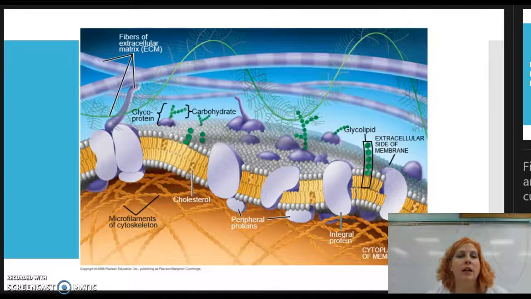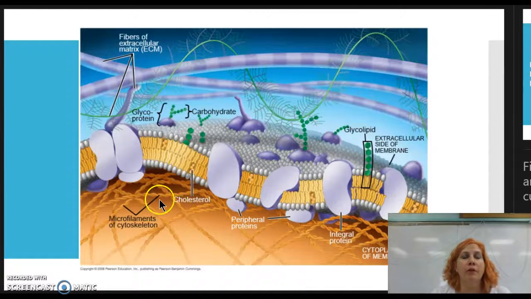So we see the phospholipid bilayer. We see cholesterol embedded in it. So you can see the cholesterol embedded there, the phospholipid bilayer in the background in the yellow and the gray. You can see that there are proteins that are embedded. These are called the integral proteins. There are proteins that are on the interior cytoplasmic side. These are called peripheral proteins.